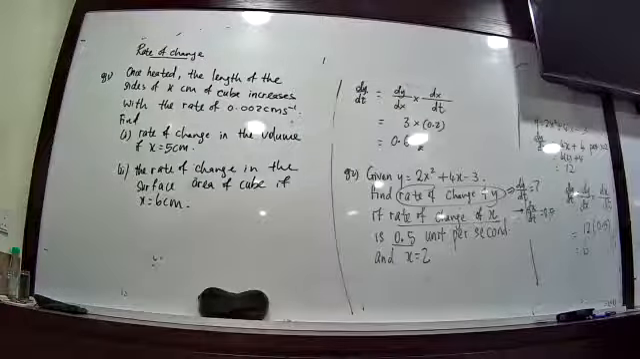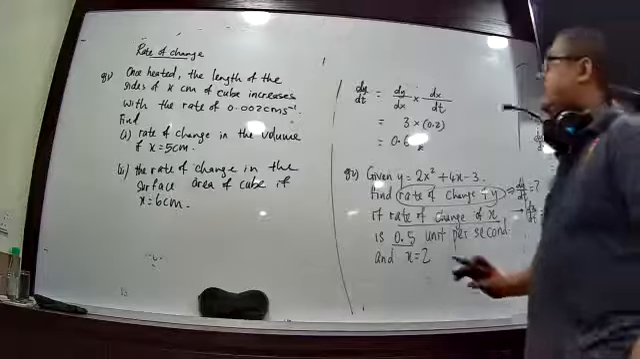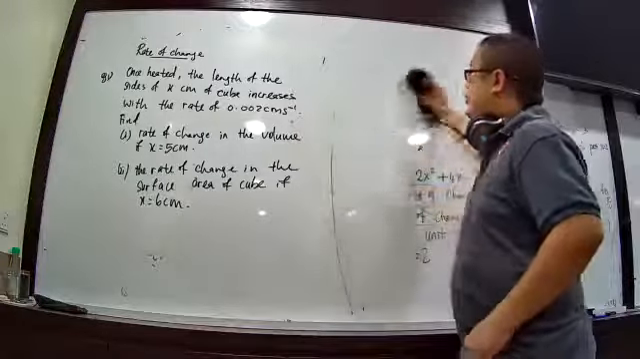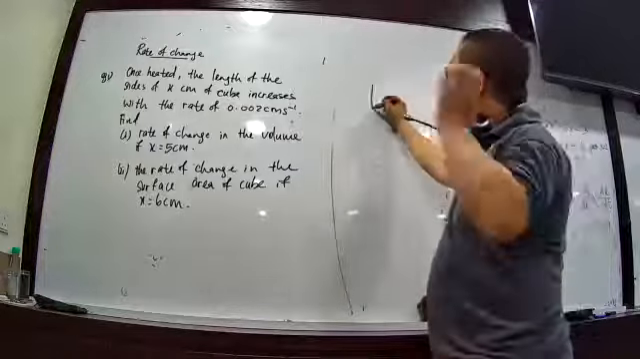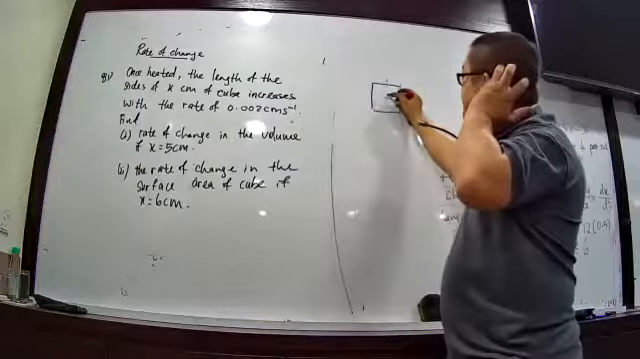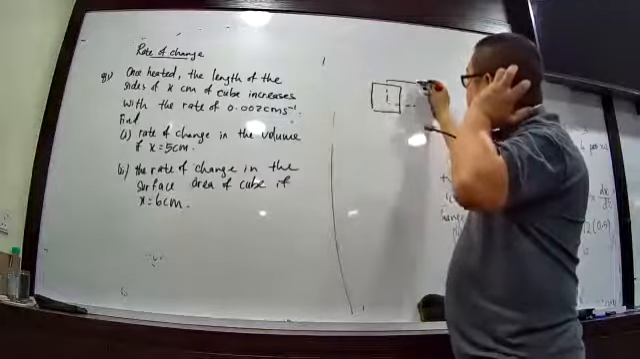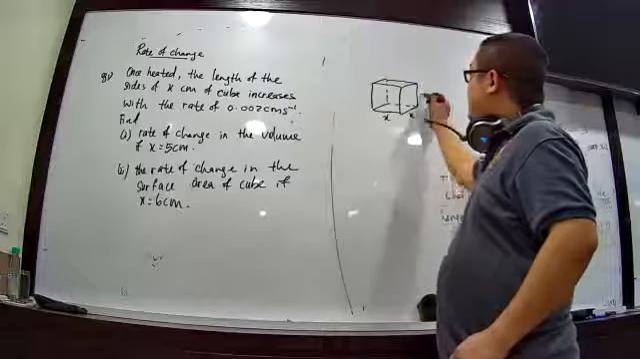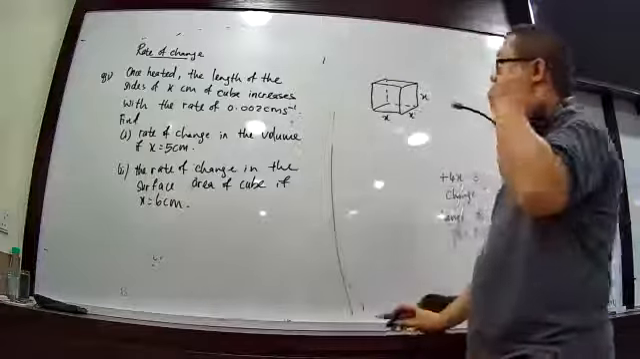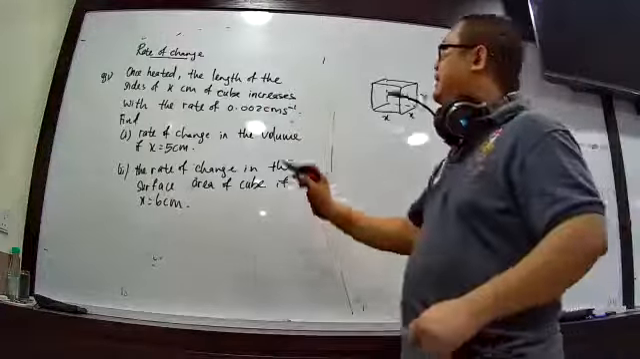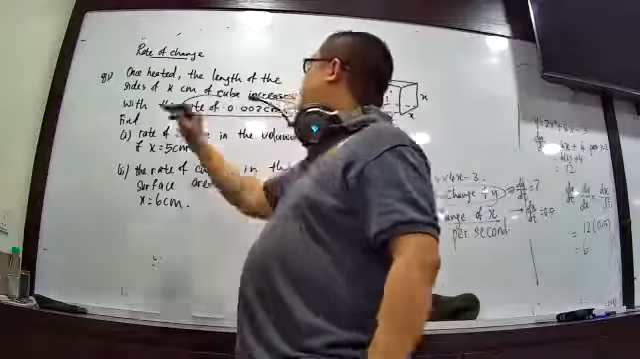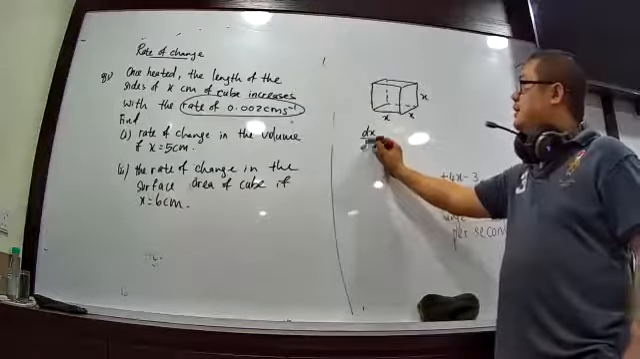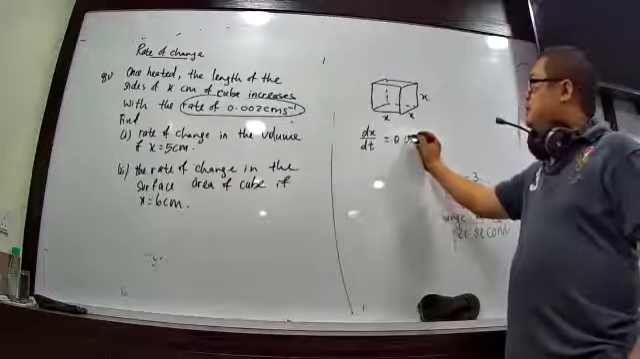Okay, right. So how do you want to solve this? One is the length of the cube with the side. So we know that this one is a cube, 正方体, yeah? So with the side x cm, increase with the rate, so means that they increase with the rate of 0.002. So your dx/dt equals 0.002.